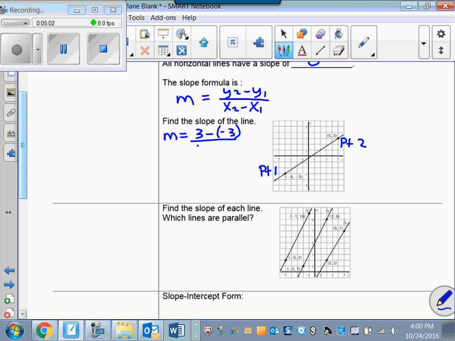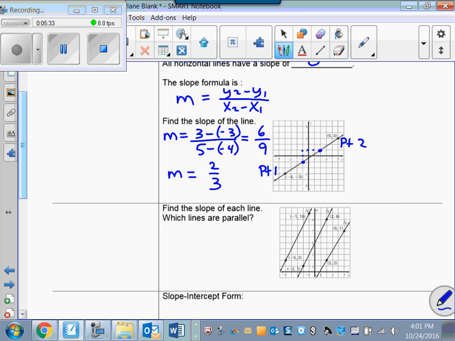x2 is going to be 5, and x1 is going to be negative 4. So that slope there is going to be 6 over 9. So the slope of that line there is going to be 2/3. And I could see clearly that that does have a positive slope. Let me see if it works out. If I go up 2 and over, up 2 and over, 1, 2, 3, then I do hit that line. So I know that is the slope.